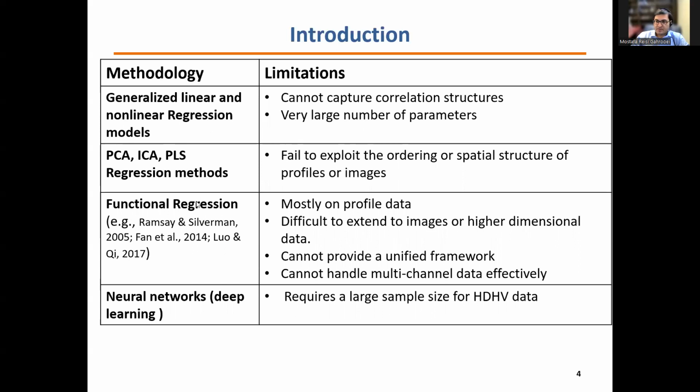Functional regression approaches are also available, which use functional bases in order to reduce the dimensionality of the data. But these are mostly for profile data and are difficult to extend to higher dimensional data. Also, they cannot provide a unified framework for analysis of HDHV data and cannot handle multi-channel data effectively. Neural networks have shown promising results. However, they require a large sample size for HDHV data, which is often not available.